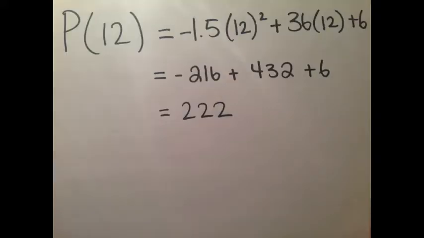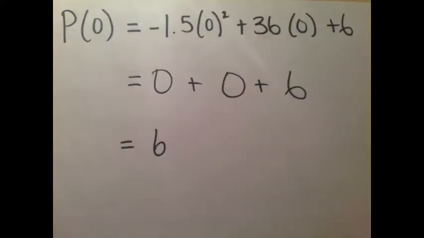Let's solve for P(12) first by subbing 12 into our t variable in our original equation, P(t) equals negative 1.5t squared plus 36t plus 6. Now let's solve the equation for P(12). Now that we have solved for P(12) and got an answer of 226, let's move on to solve for P(0).